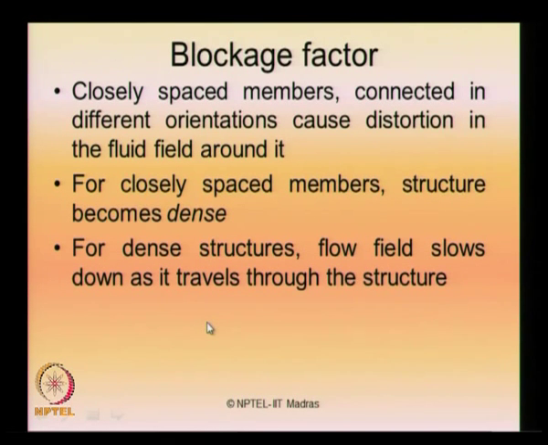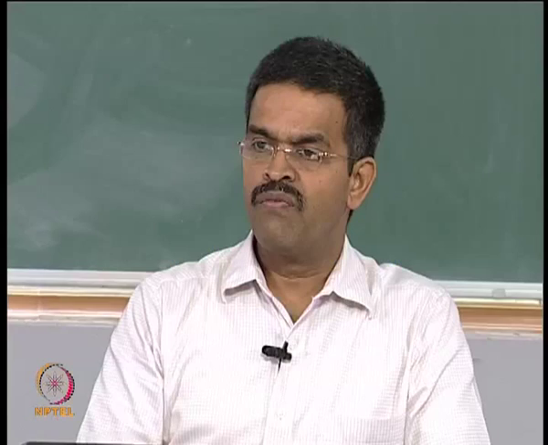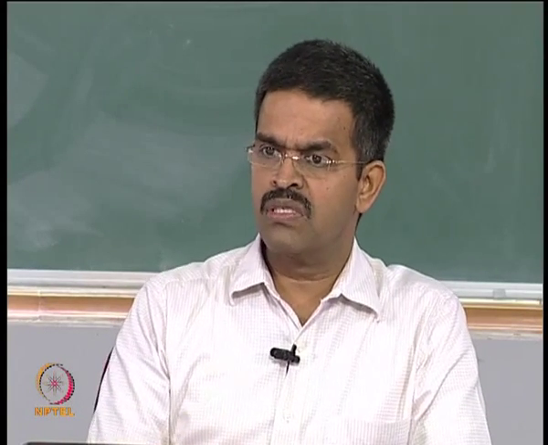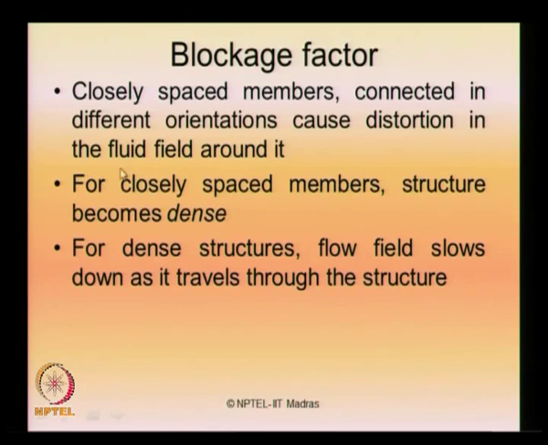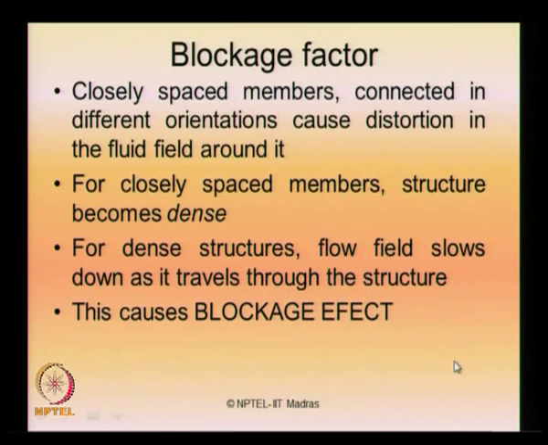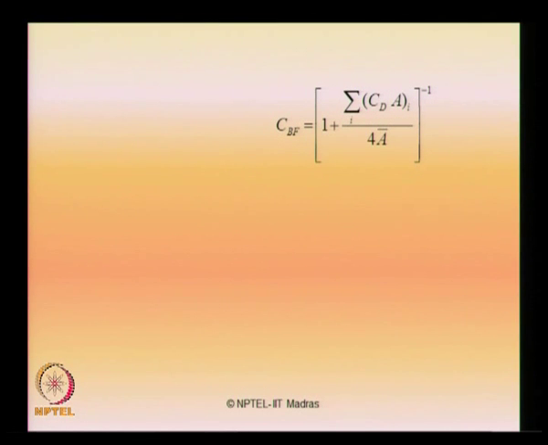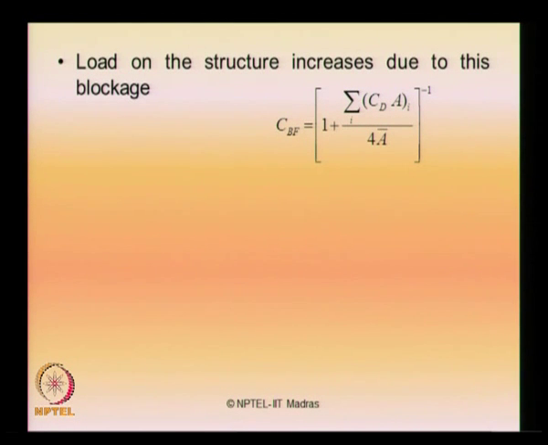Velocity slowing down is not always good, we have already seen in different regions as expressed by the researchers. It always causes two distinct frequencies which affect the lift forces in the members. So, in dense structures the fluid flow slows down as it travels through the structure, which can also be harmful. This is addressed as blockage effect in the literature. This actually complicates the actual velocity field in the vicinity of the member. The blockage factor is given by this equation as you see in the slide. The load on the structure increases due to this blockage.